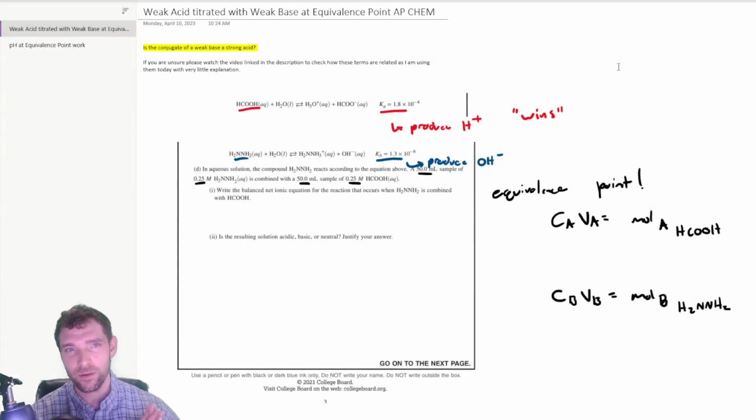We're going to be talking about when you titrate a weak acid with a weak base at the equivalence point today. These problems are pretty rare on the AP Chem test. You're really going to be much more likely to see a strong base with a weak acid that will pull some of it into its conjugate base.